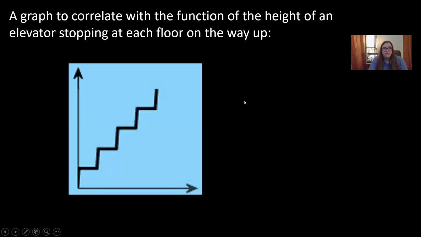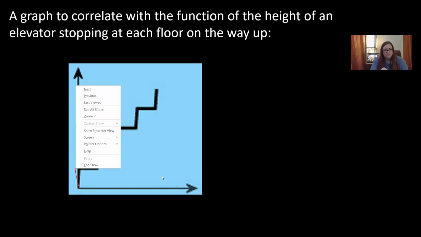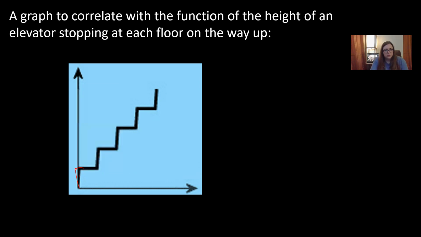Here's a graph to correlate with the function of the height of an elevator stopping at each floor on the way up. So right here, he's getting into the elevator, and then they're at a rest to go to the next floor, and then he stopped at another floor, and another, and so on. So as you can see, it's just like going upstairs, but instead he's stopping at each floor.